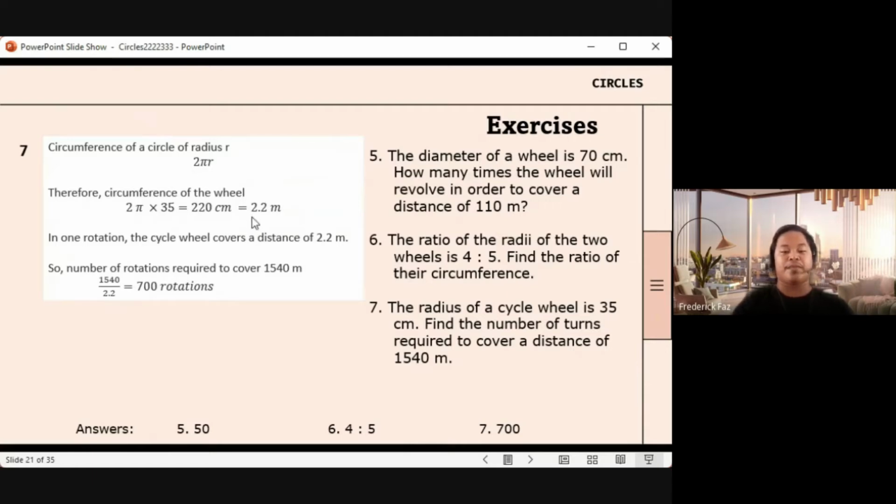Converted into meters, we have 2.2 meters. So the cycle wheel covers a distance of 2.2 meters in one rotation of the wheel. To find the number of rotations, we need to divide 1,540 by 2.2, which is equal to 700 rotations.